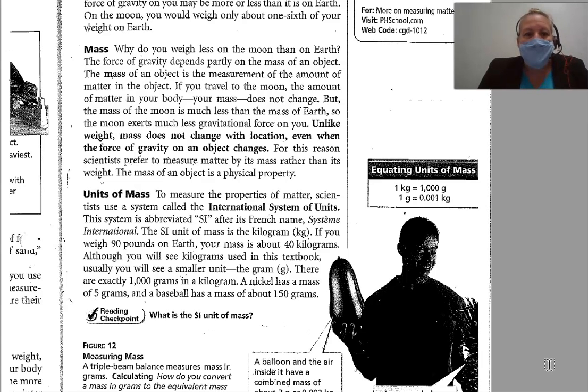But the mass of the moon is much less than the mass of Earth, so the moon exerts much less gravitational force on you. Unlike weight, mass does not change with location, even when the force of gravity on an object changes. For this reason, scientists prefer to measure matter by its mass rather than its weight. The mass of an object is a physical property.